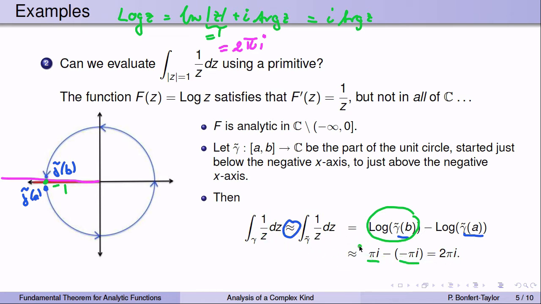These two approximations here can be made as close as you wish by moving these two points closer and closer to the negative real axis. In other words, we can conclude that the integral over |z| equals 1 of 1 over z dz is 2 pi i. Well, we knew that.